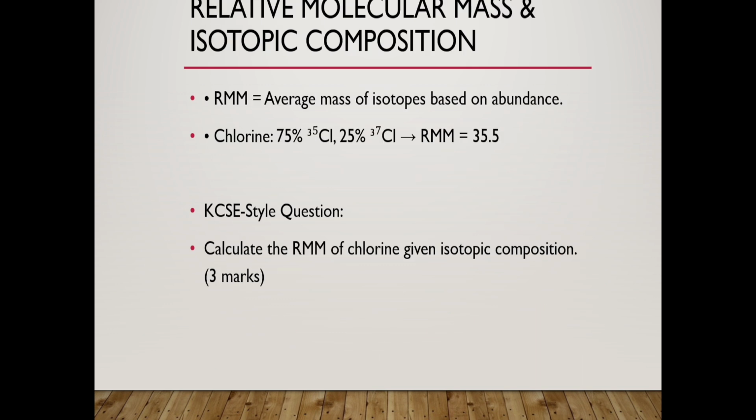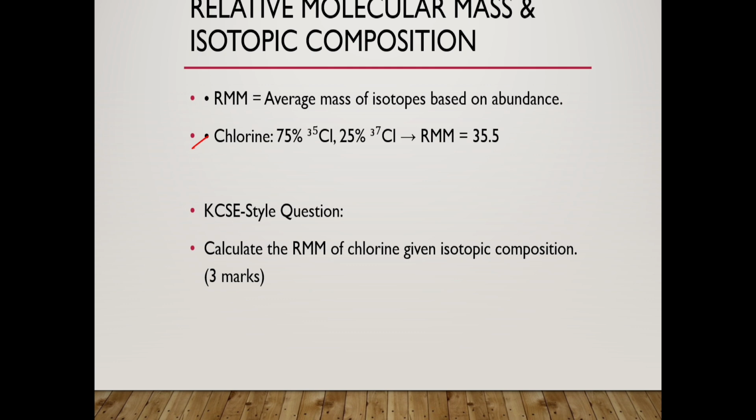Okay, hope everyone has understood that. Now we have relative molecular mass and isotopic composition. Usually if you're studying isotopes, you need to know how your RMM is found out. Different isotopes will have different RMM. But the average mass, which is the RAM, the relative atomic mass, how do you find it out?